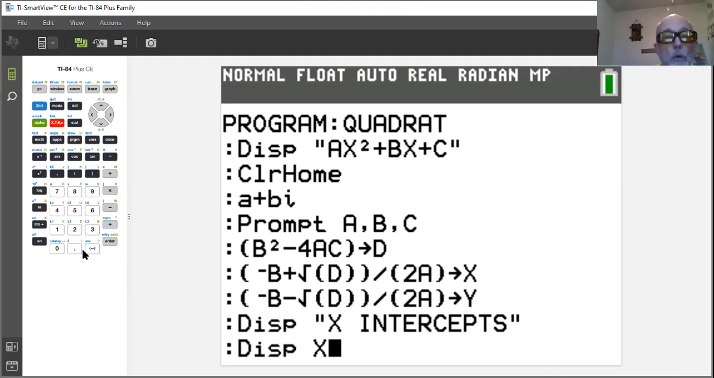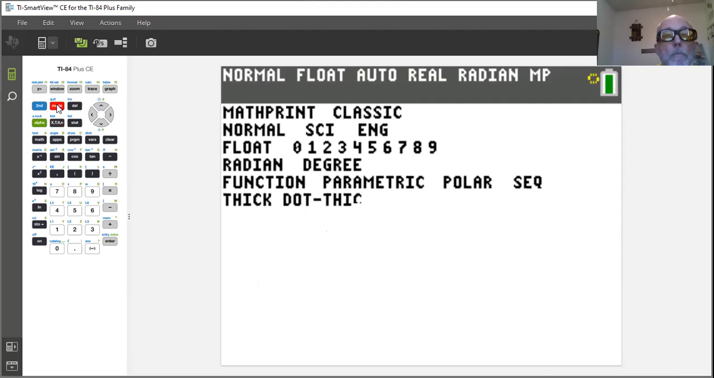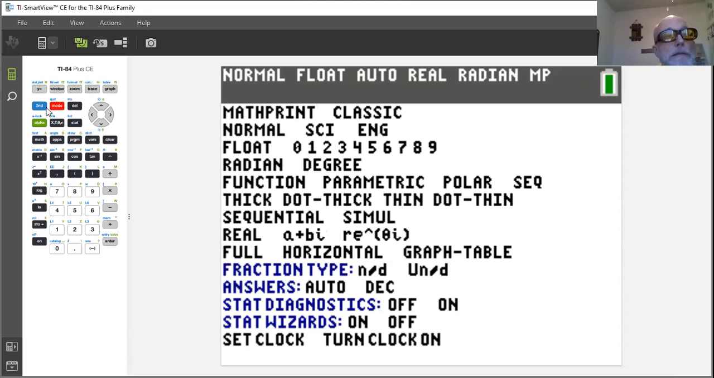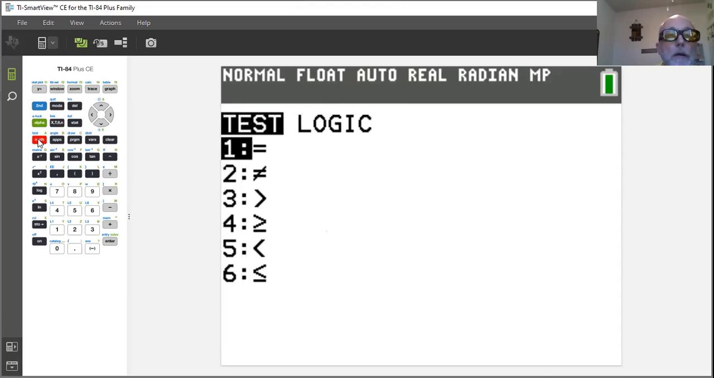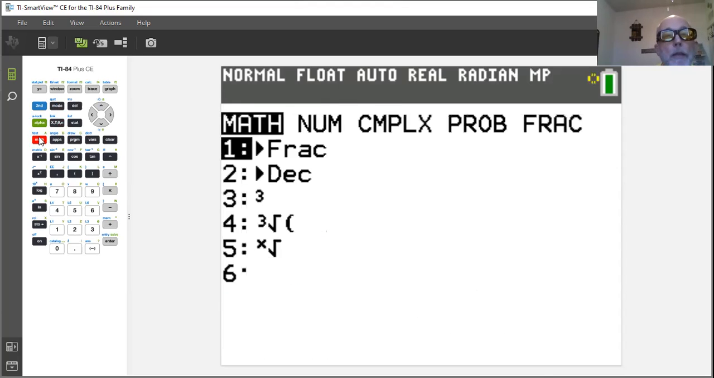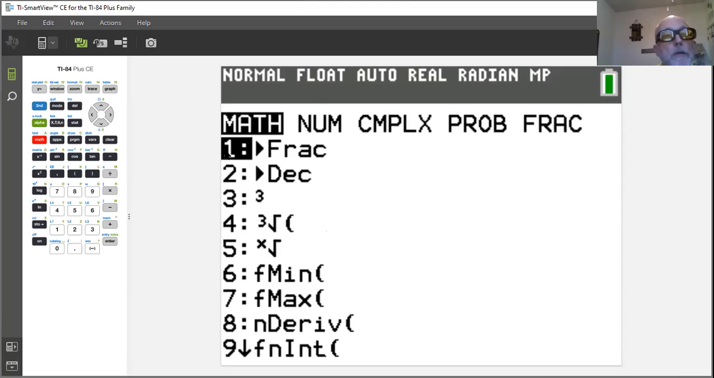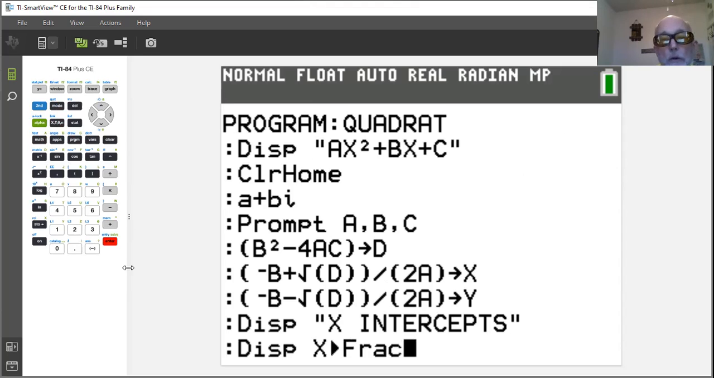And then we want it to be, if it's a fraction, we want to know it. So we're going to go to mode. Not mode. Math. We're going to go to math, just plain old math. There we go. So we're hitting the math button and it's fraction. That's what we're doing. So we want x to be a fraction if it's possible, and if it's not, it'll be fine. And then enter.